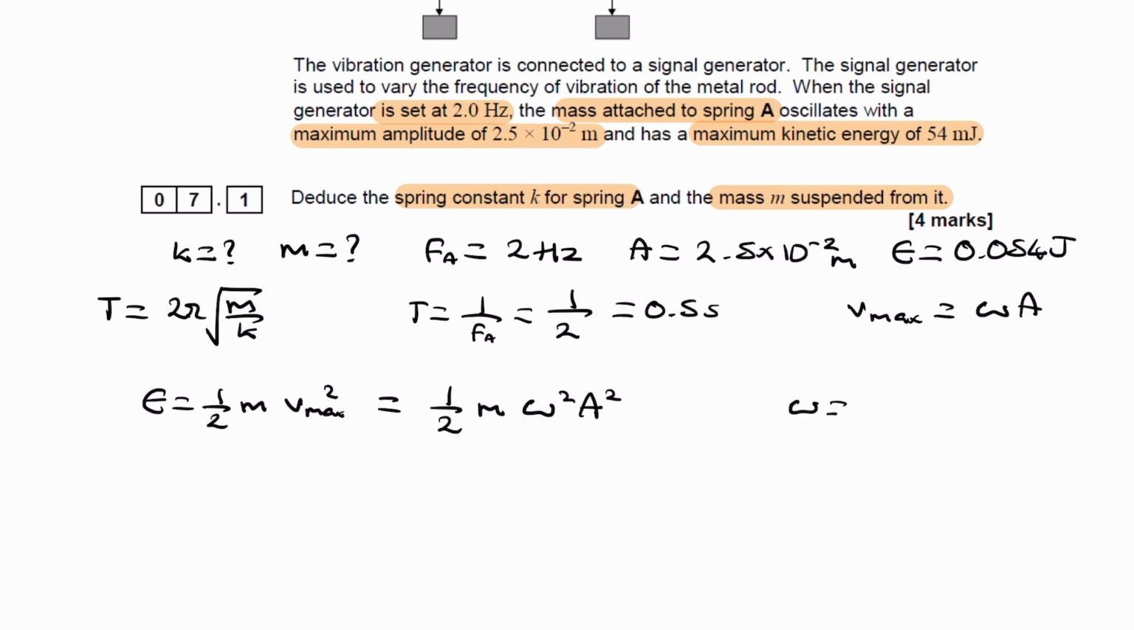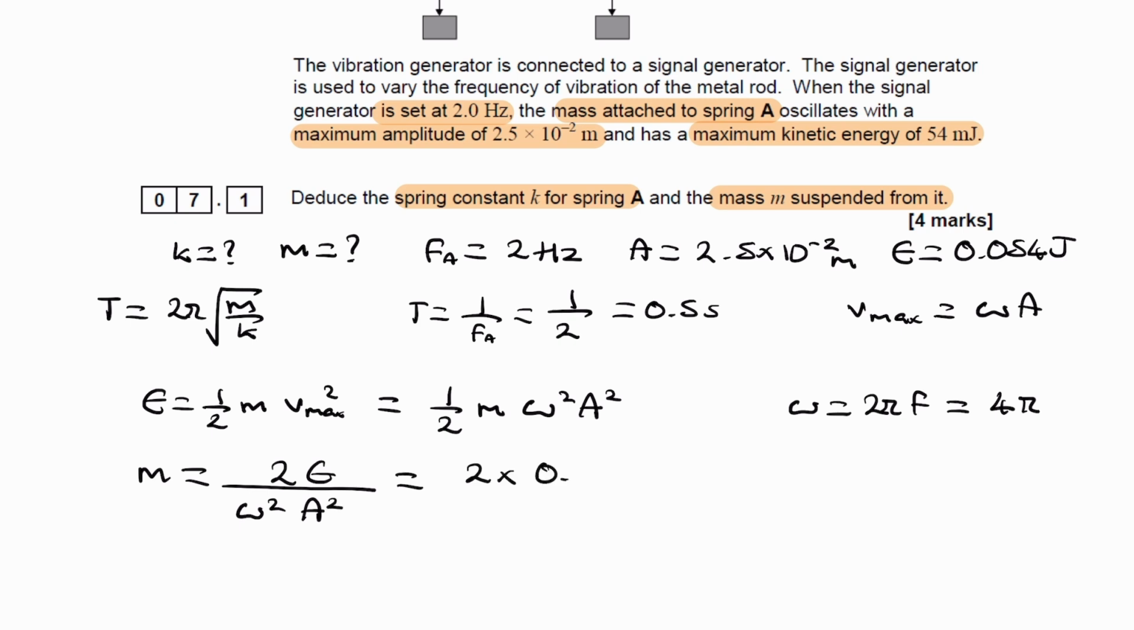So omega is equal to 2 pi f. The frequency was 2, so this will be 4 pi. And then we have the amplitude, which was the 2.5 times 10 to the minus 2. So then, if we rearrange this equation for mass, we get mass is equal to 2 times E, all divided by omega squared A squared, which is 2 times the 0.054 divided by omega squared, which is the 4 pi squared, and then times by A, 2.5 times 10 to the minus 2, all squared.